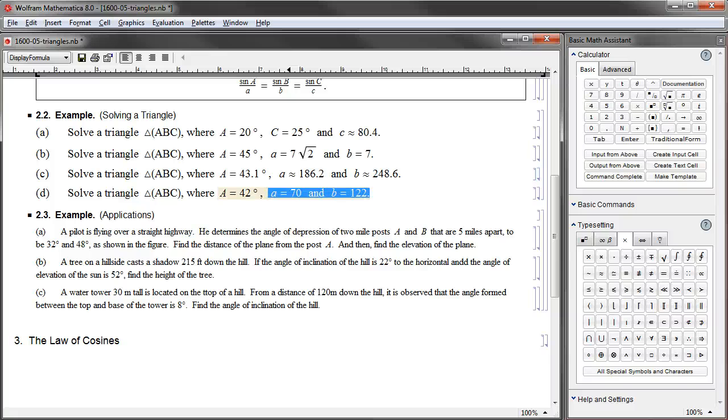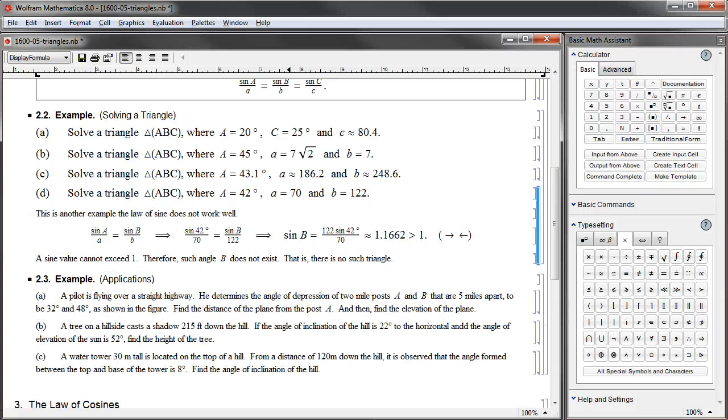Same situation, small a and small b are given, and capital A is given. Identical situation. However, if you do the same thing here, same equation, same type, it turns out sine of capital B is 1 point something, so that exceeds 1. And that's impossible because sine is always bouncing between positive 1 and negative 1. The sine value cannot exceed 1. That's a contradiction. What does that mean? This kind of triangle doesn't exist.